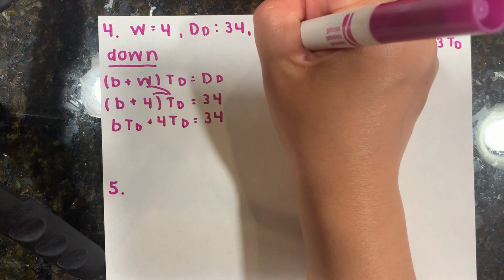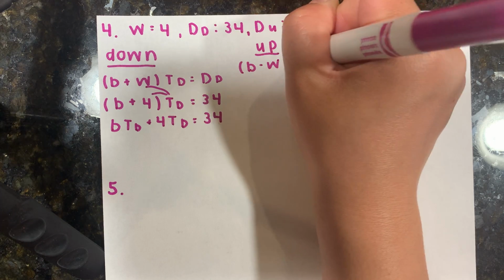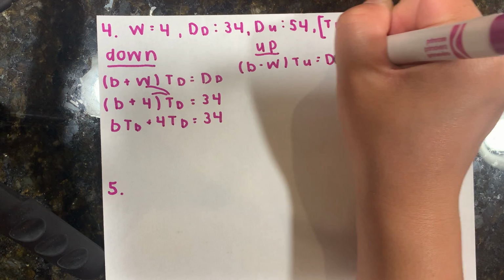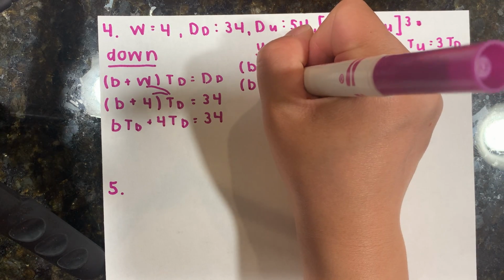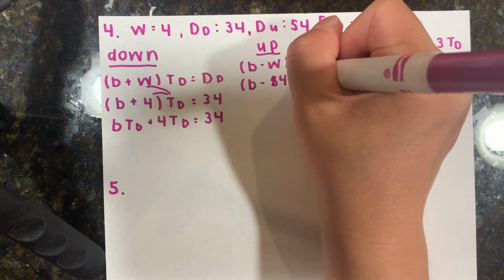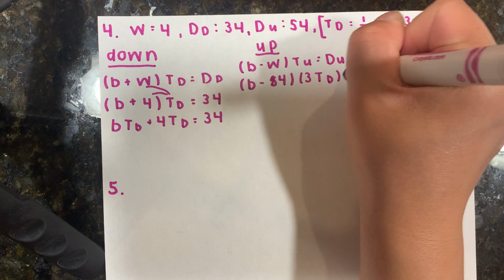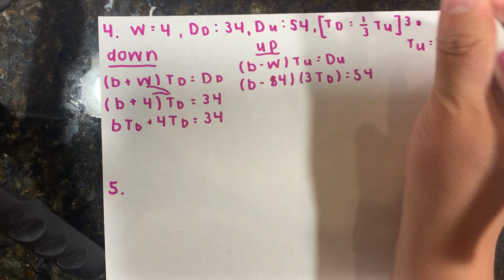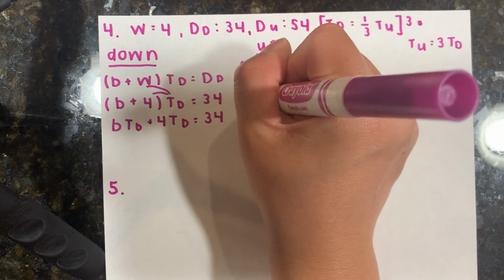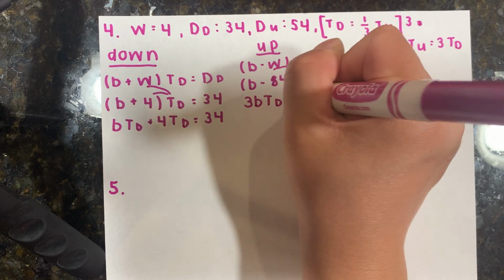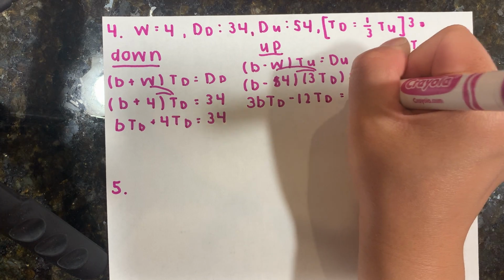Now I'm going to deal with my upstream equation, which would be B minus W times TU equals DU. Now my B I don't know, but my W is 5. Nope, it's 4. TU is going to be 3 TD equals 54. Now distribute, so you get 3 BTD minus 12 TD equals 54.